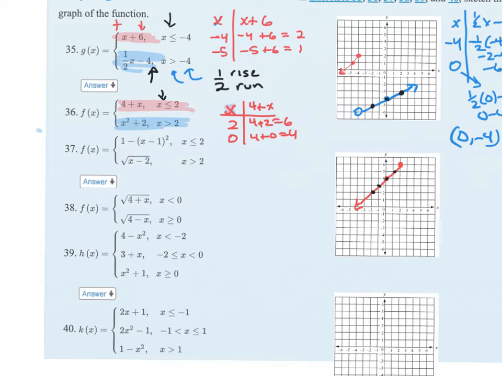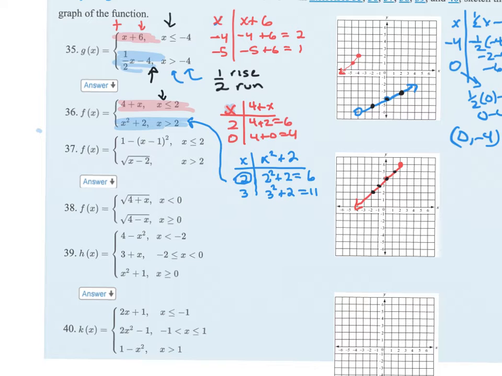Now when I go to do the blue one though, again, I'm going to plug in some x values. I'm going to plug in 2 because that's the number in the inequality. But then I'm also going to choose a number that's larger than 2, and I'll just plug in 3. So 2 squared plus 2 gives me 6. And then 3 squared plus 2, that'll be 9 plus 2, and that's 11. So this one's going to kind of go off the graph. Now remember, because it had just a greater than symbol, this will be an open circle here.